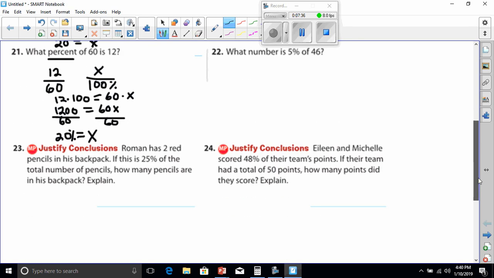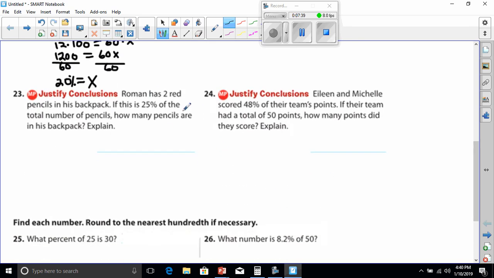All right, let's move on to number 23. It says Roman has 2 red pencils in his backpack. If this is 25% of the total number of pencils, how many pencils are in his backpack? Well, Roman has 2 red pencils in his backpack. All right. And this is 25% of the total. Well, 25% has to go on top out of the 100% that's total. So basically, we're looking for how many actual pencils does he have? How many pencils are in his backpack?